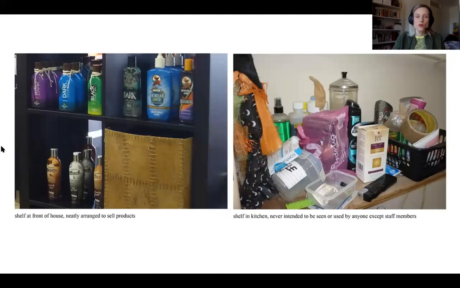The type of decorum expected in each zone is subtly emphasised by decorum indicators shown here in this image. That's the arrangement and organisation of objects. It's particularly noticeable in the arrangement of objects on two shelves in different zones. On the left, the sofa waiting area. On the right, the kitchen, staff only area.